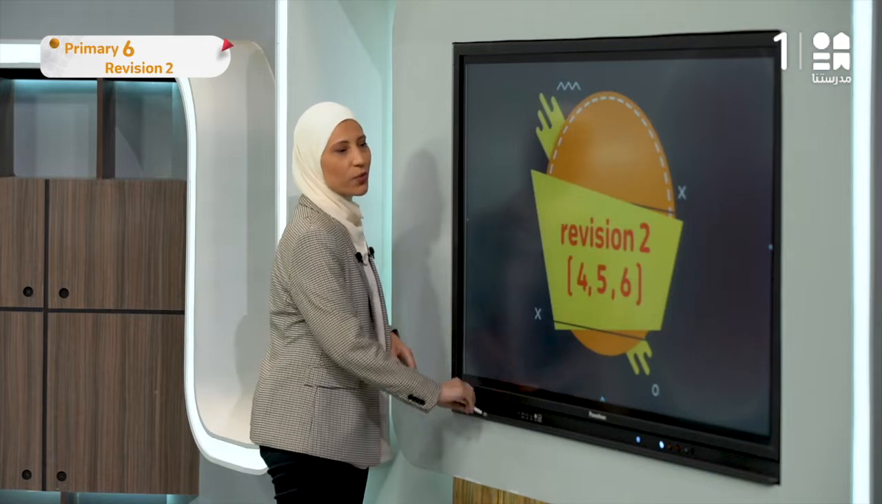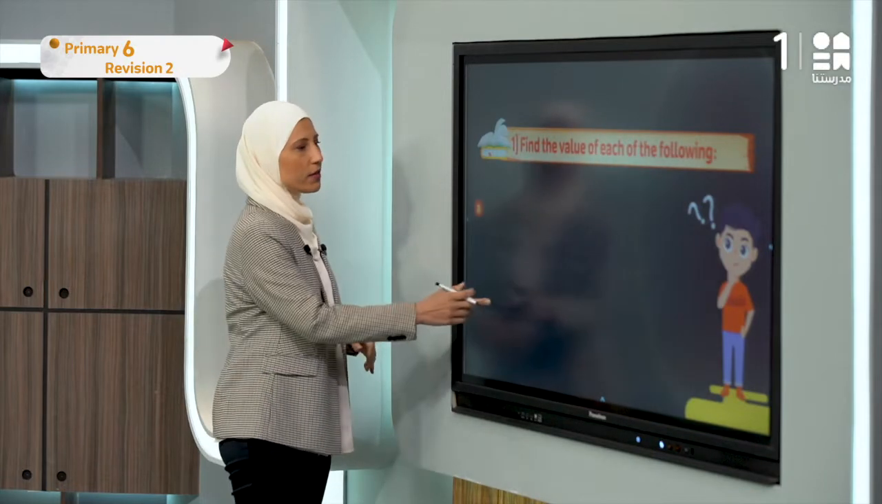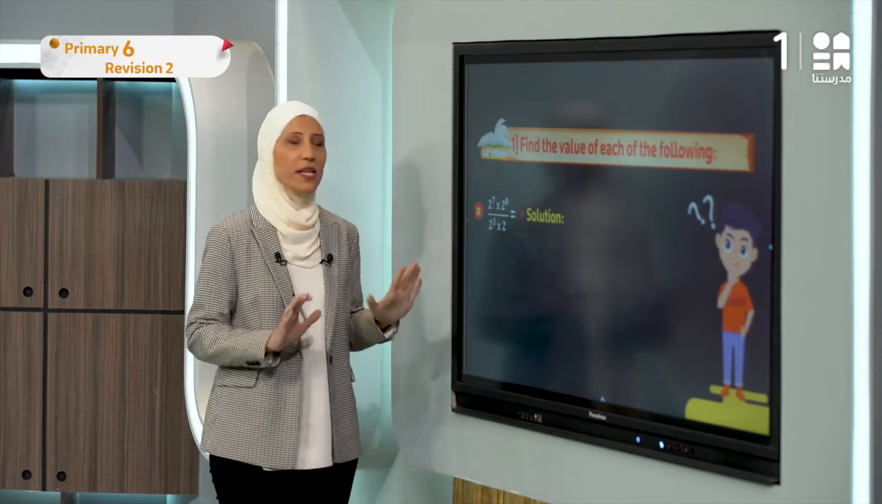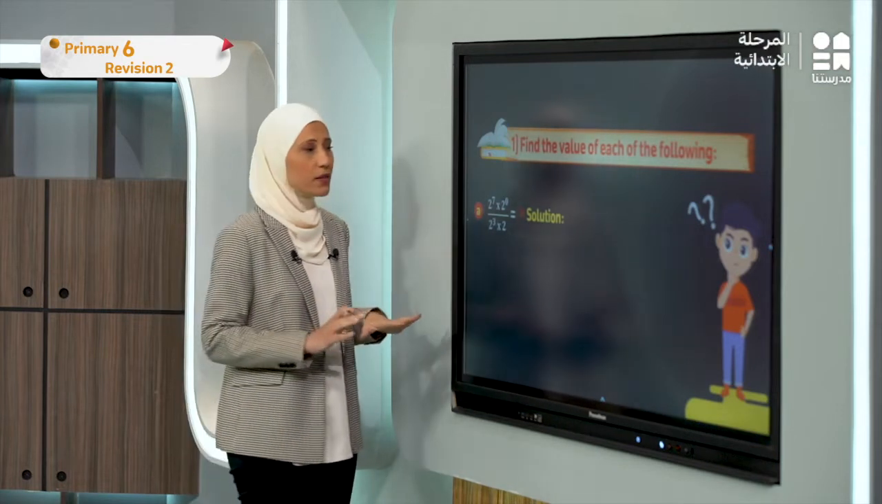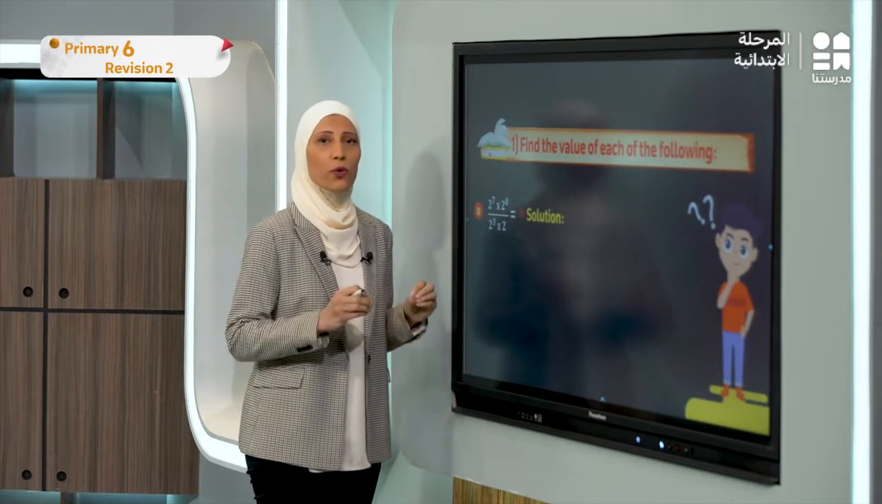The first exercise we are going to do asks to find the value of each of the following. Letter A: I have here the equation of the repeated multiplication. I have 2 to the power of 7 times 2 to the power of 0 divided by 2 to the power of 3 times 2 to the power of 2. Let's remember that all the bases are positive and equal, and I have multiplication and division, so I can use the rule of the power.